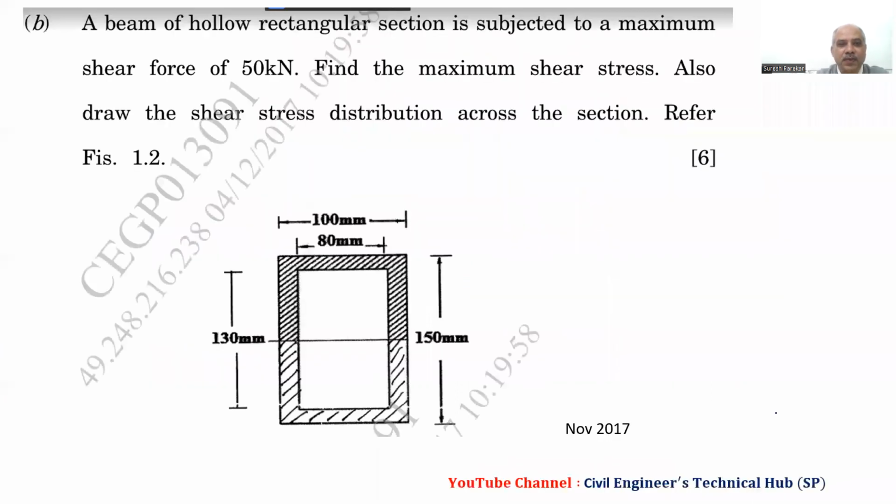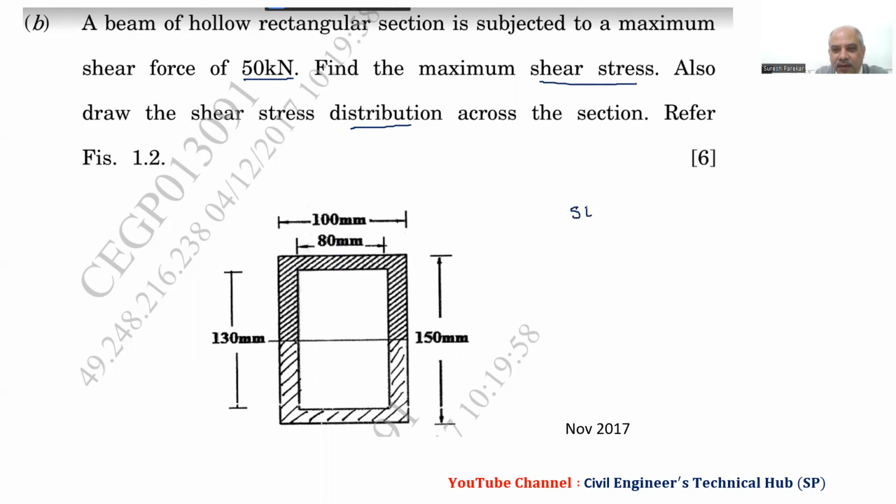Now we are with the first question, that is: a beam of hollow rectangular section is subjected to a maximum shear force of 50 kilonewton. Find the maximum shear stress. Also draw the shear stress distribution across the section. So refer to this figure.